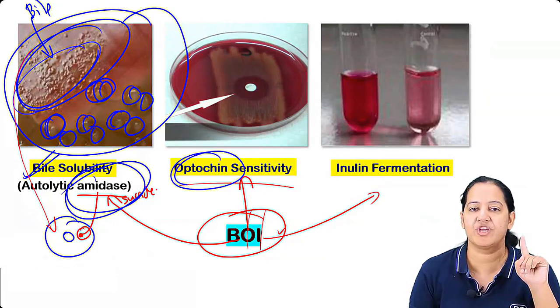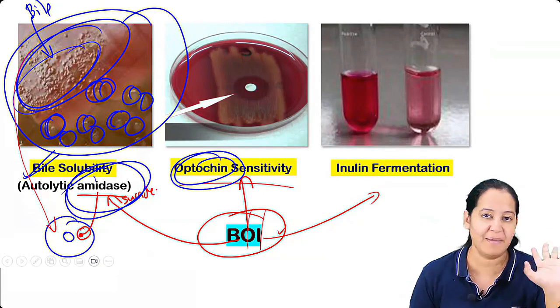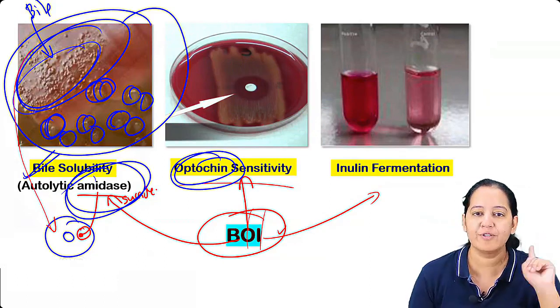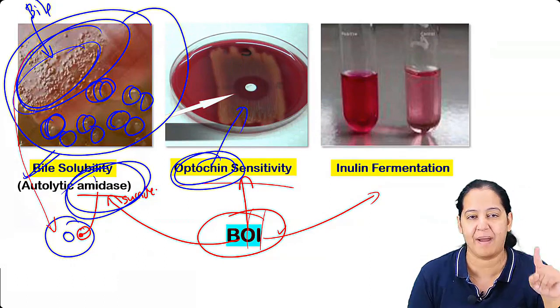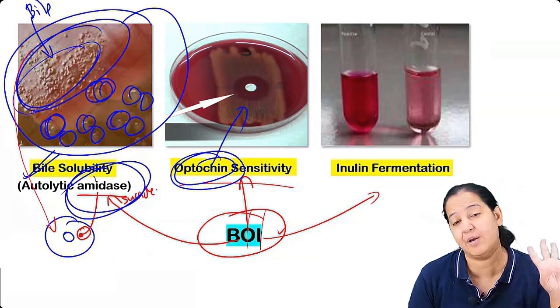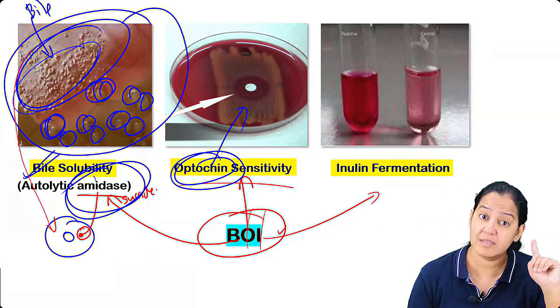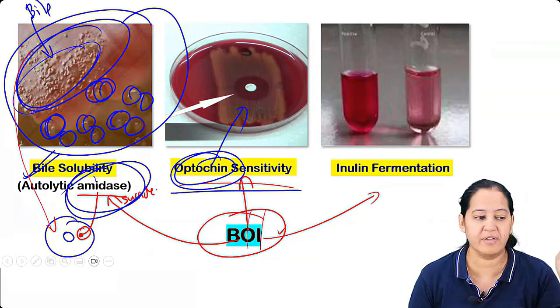O is optocin. Optocin is a chemical. Novobiocin was also a chemical, right? Bacitracin was also a chemical, and now optocin. Only one bacteria in the world is afraid of optocin and gets killed by optocin. That is pneumococci. No other bacteria in this world is killed by optocin. This one is optocin sensitive.